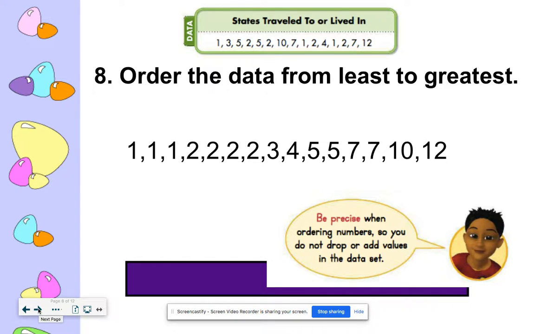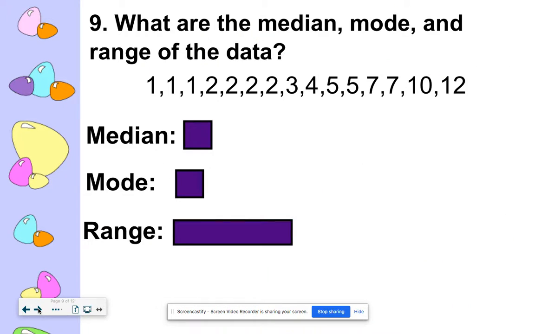Question number 9. You are asked to find the median, the mode, and the range of the data. So this is good if you have your notes out. You can go back and refer to those notes. If you don't have your notes sitting out, just look on the left-hand side of the page of your open book, and it does give you your definition for median, mode, and range there.